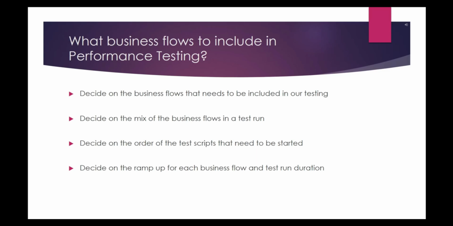What business flows to include in performance testing? Decide on the business flows that need to be included in our testing. Once we have the list of scenarios that we want to include, we will schedule a call with the stakeholders to get their approval. If they feel anything needs to be modified, we can change it until they agree on the list. Once we get the go-ahead, we add the list to the test approach and send that to the client or stakeholders for their approvals.